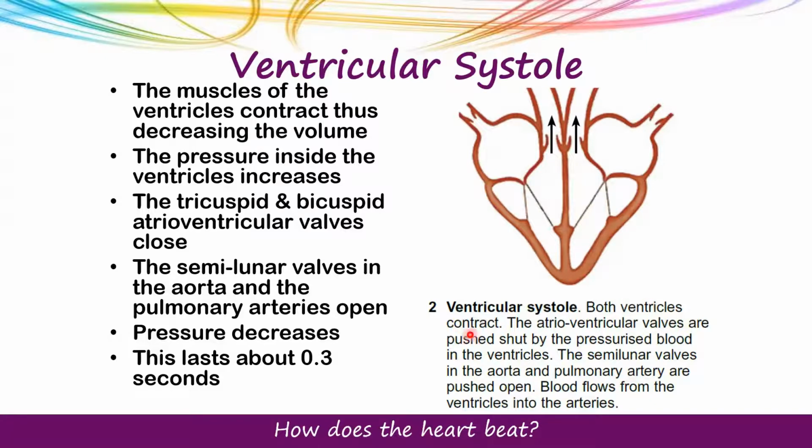So both ventricles contract, atrioventricular valves are pushed shut by the pressurized blood in the ventricles. The semilunar valves in the aorta and the pulmonary artery are pushed open. Blood flows from the ventricles into the heart.